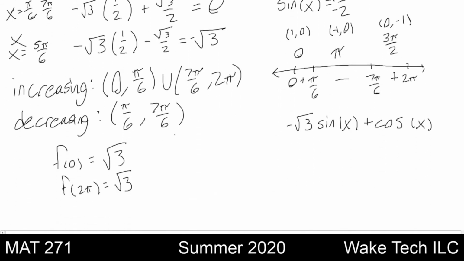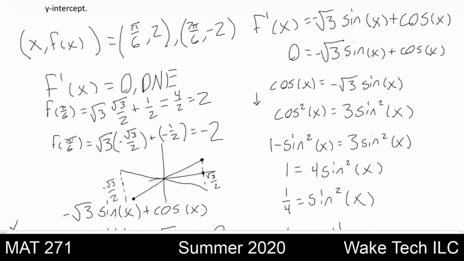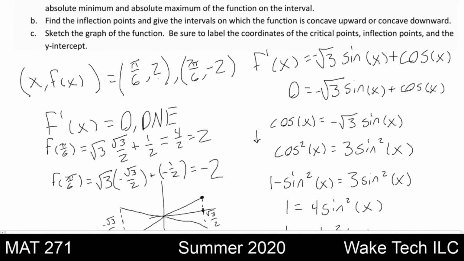And the y values of the endpoints of our interval are just square root of 3, whereas the y values of our critical points are 2 and -2, which are larger than square root of 3. So this value is a maximum, and this is a minimum.